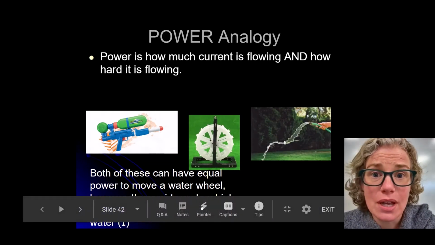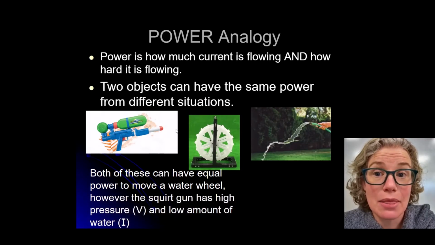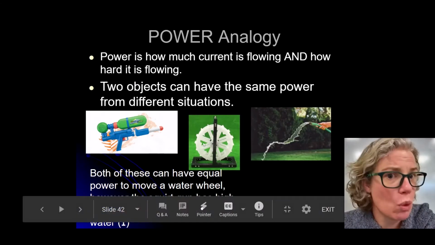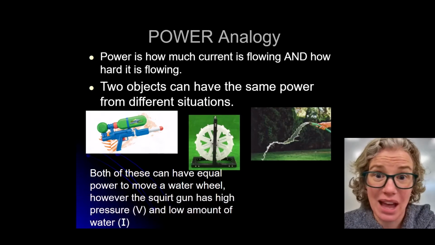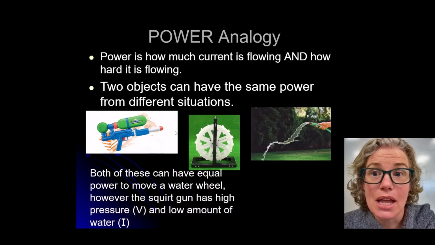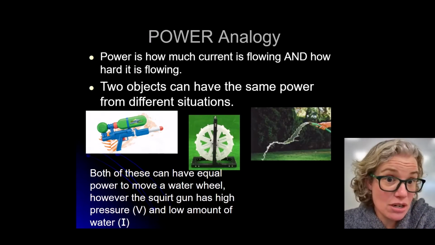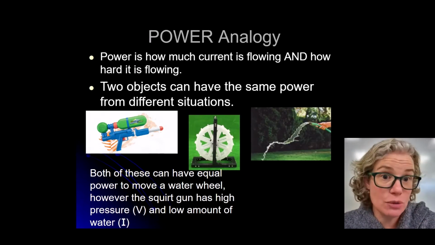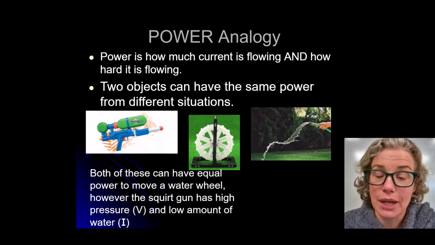Here we've got a hose, and there's a lot of water flowing, but not much pressure. So both of these situations can actually result in the same amount of power. The power would basically be measured by how much you turn this water wheel. But you can imagine you could turn the water wheel effectively with either method, using either the super soaker or the hose. You're just doing it in a different way. In one situation, you've got a lot of pressure but not much current. In the other, you've got a lot of current but not much pressure.